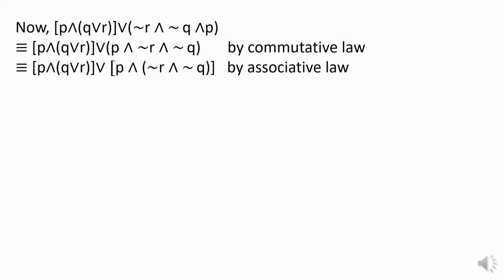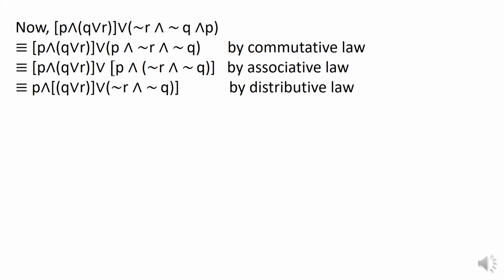Then, by associative law, again the first bracket remains as it is. In the second bracket, we put a smaller bracket around not R and not Q. That means we associate them together. And then, by distributive law. Why distributive law? Because we observe that in both the brackets, P and is common to both of them. Thus we take P and outside, and in the square bracket, we get Q or R, or not R and not Q.